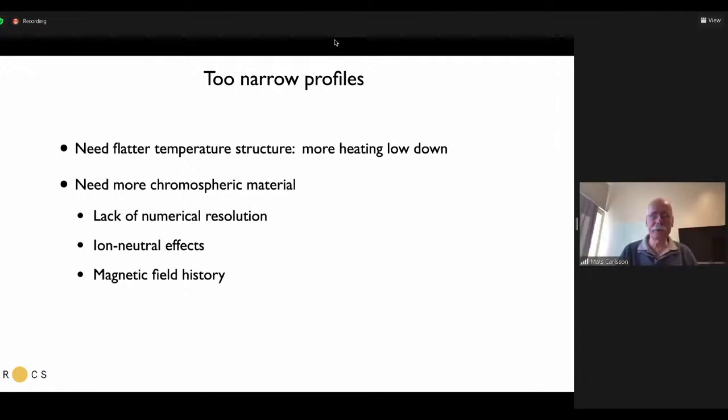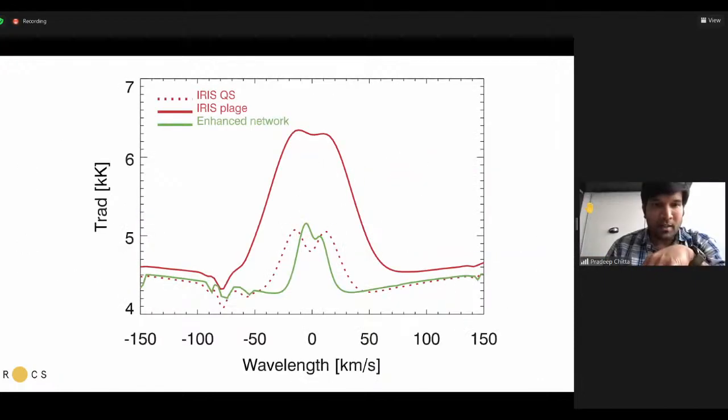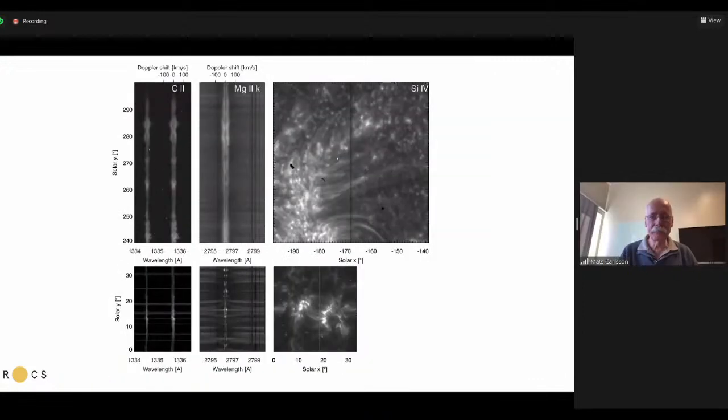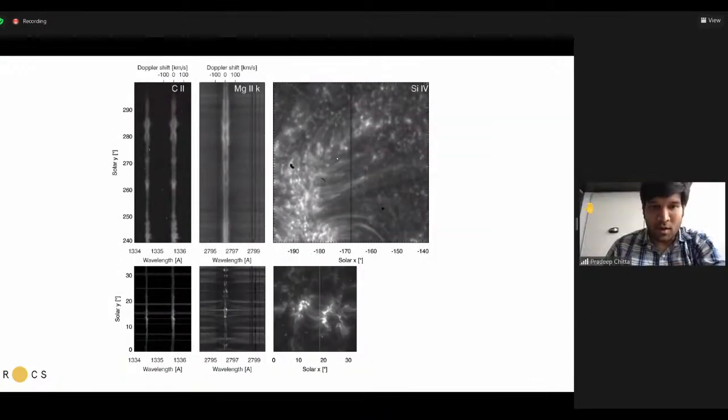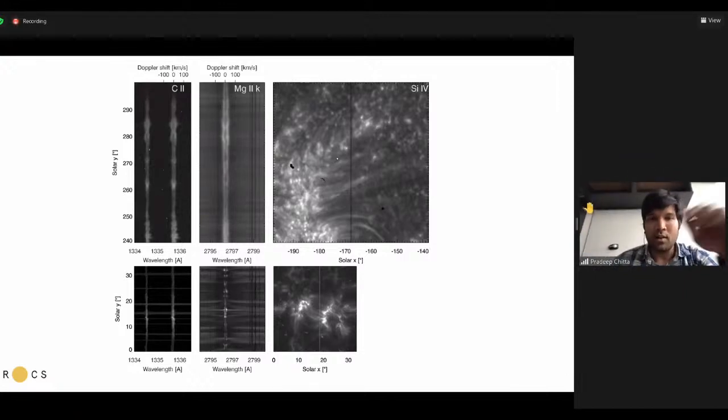Which figure? If you go back. Yes, here. Or here? No, the next slide. Yes, here in the lower left panel and the lower middle panel, you see a lot of horizontal streaks which represent the continuum emission, right? Now that is not that prominent in the observations in the top panels.